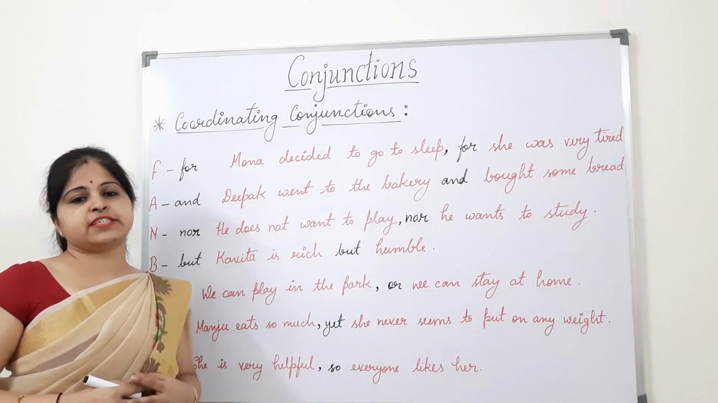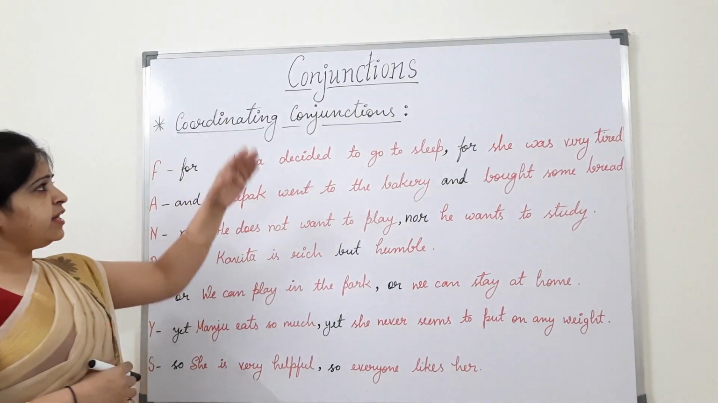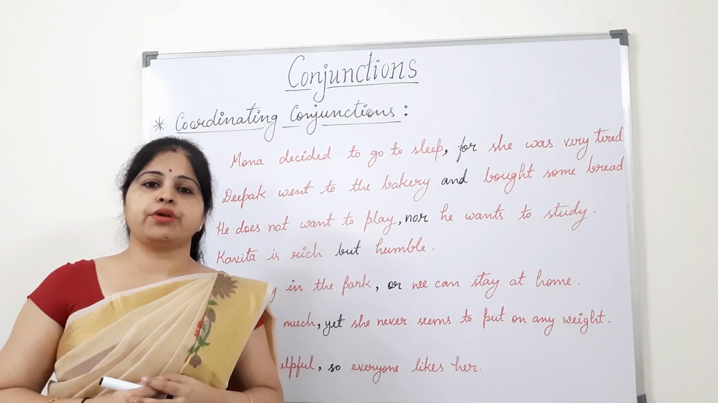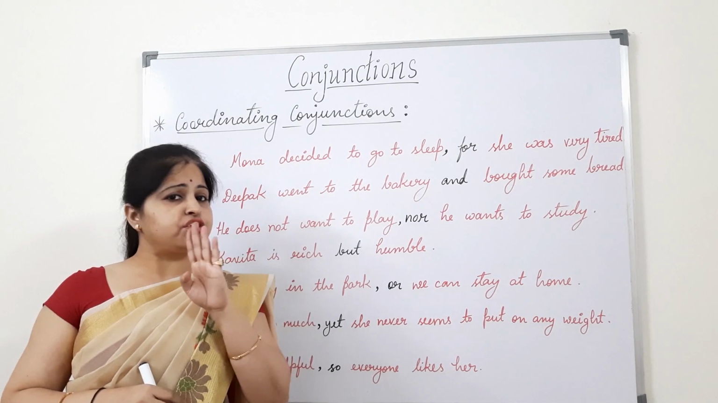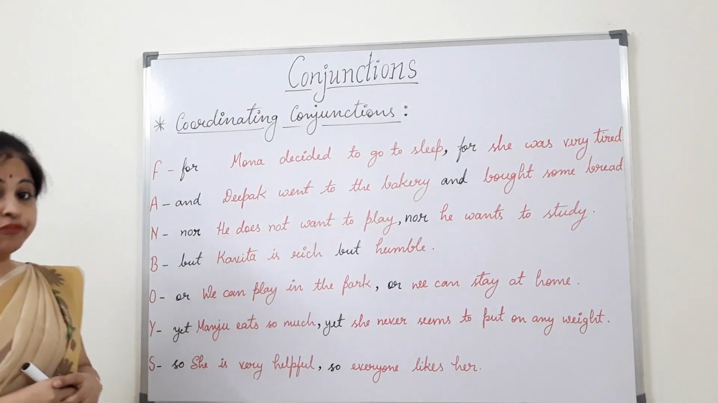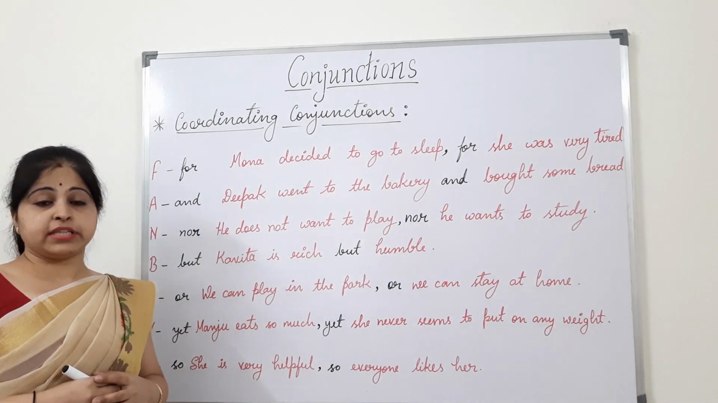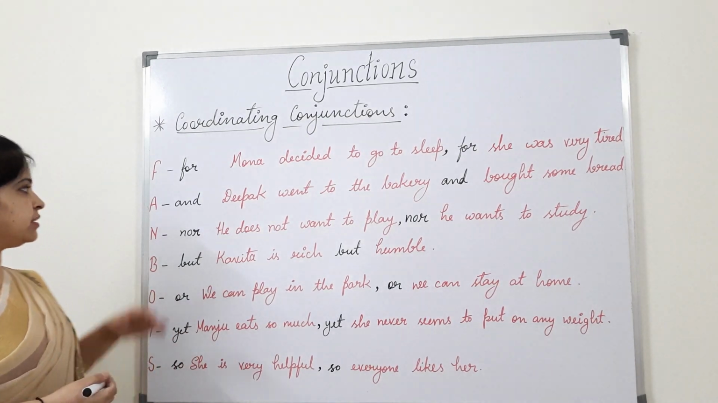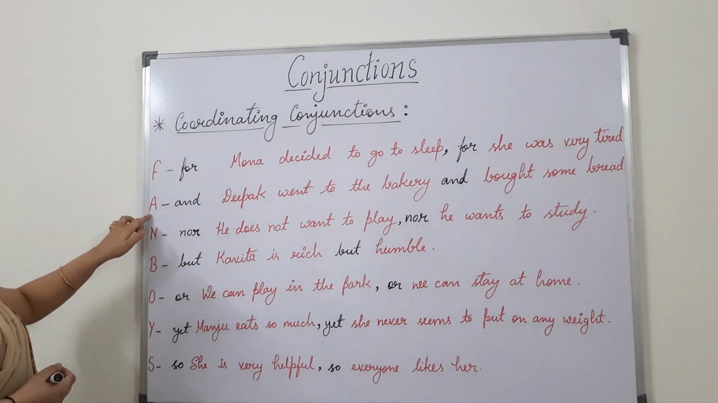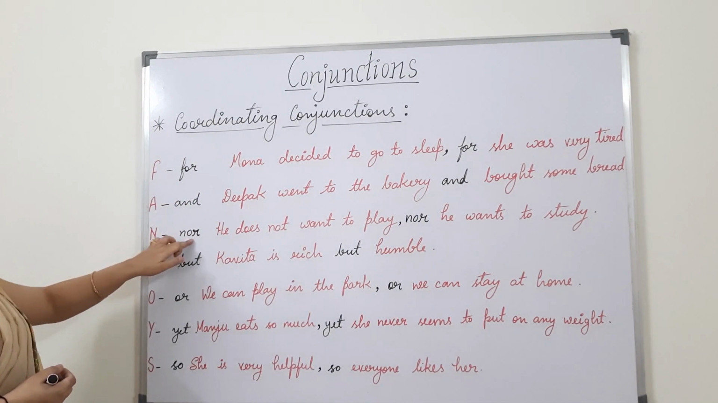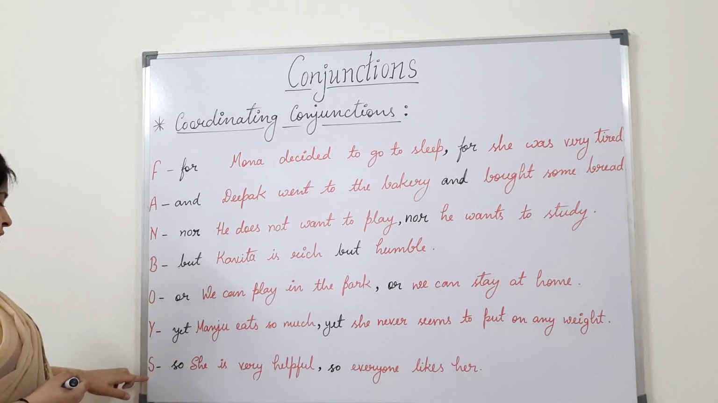So children, the very first kind of conjunction is coordinating conjunction. Coordinating conjunctions are used to join two equally important units in a sentence. They are just 7, and we can learn them with the help of an acronym. That is FANBOYS. Where F stands for for, A for and, N nor, B but, O or, Y yet, S so.